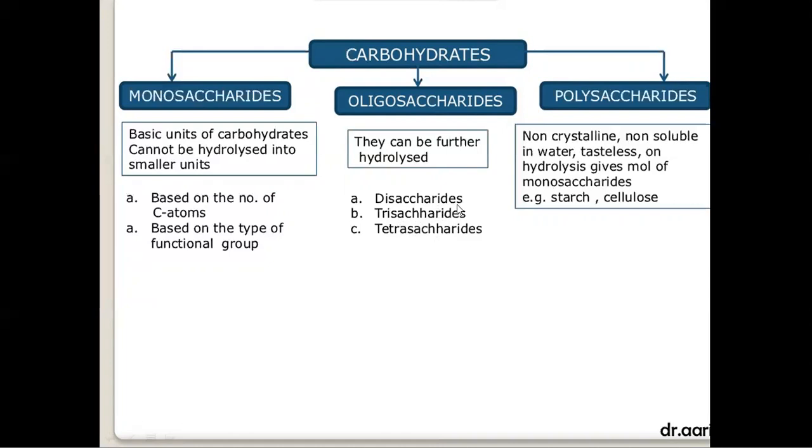Disaccharides have two monosaccharide monomers, trisaccharides have three monosaccharides, and tetrasaccharides have four monosaccharides, held together by glycosidic bonds. Polysaccharides have many repetitive monosaccharides held by glycosidic bonds. These polysaccharides are non-crystalline in nature, water insoluble, and tasteless. Examples of polysaccharides are starch and cellulose.